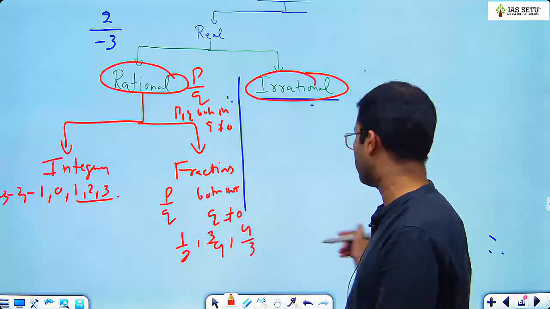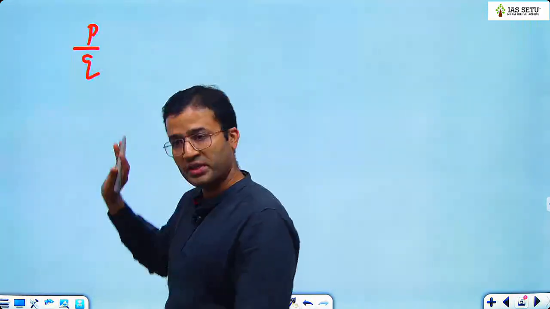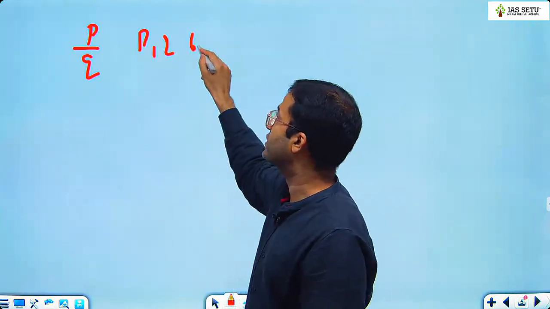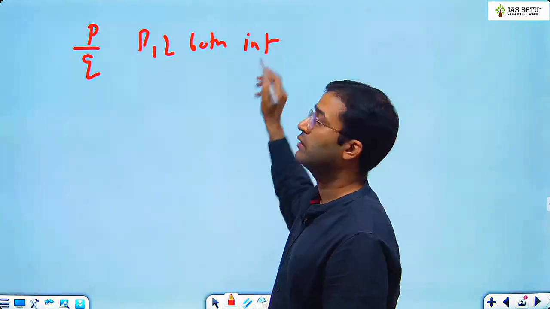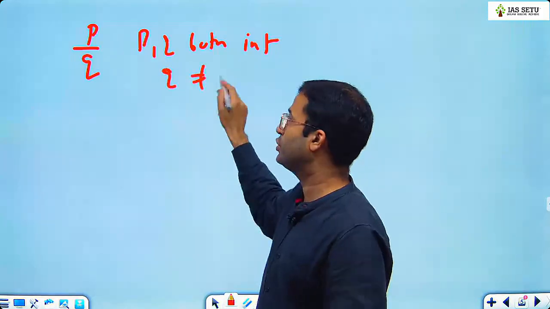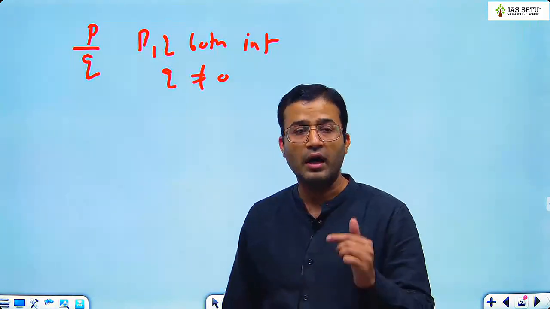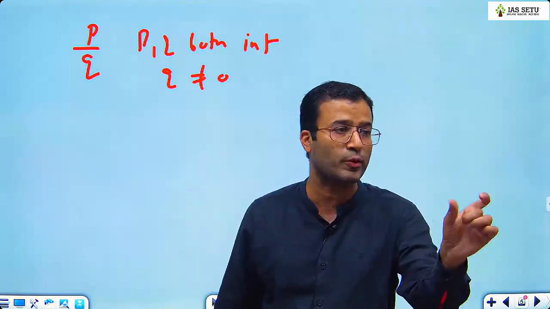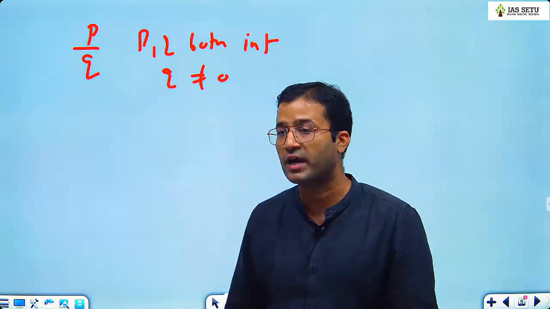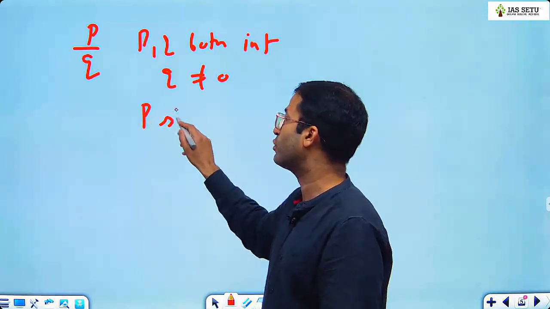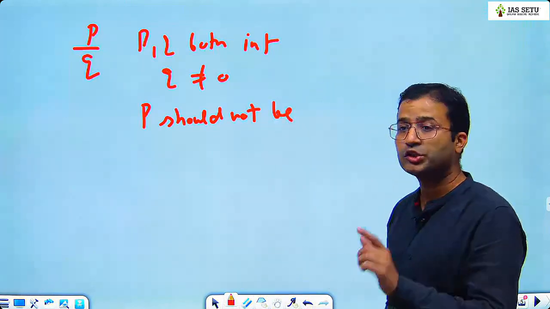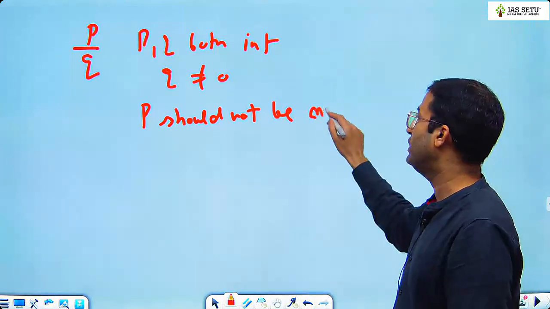What is the definition of fraction? लिख लो. It is expressed in the form of p by q, same, where p and q both integer, q is not equal to 0, perfect. But how to differentiate fraction from rational number? There is one more property, one more condition we have, that p should not be multiple of q. You write, p should not be multiple of q.